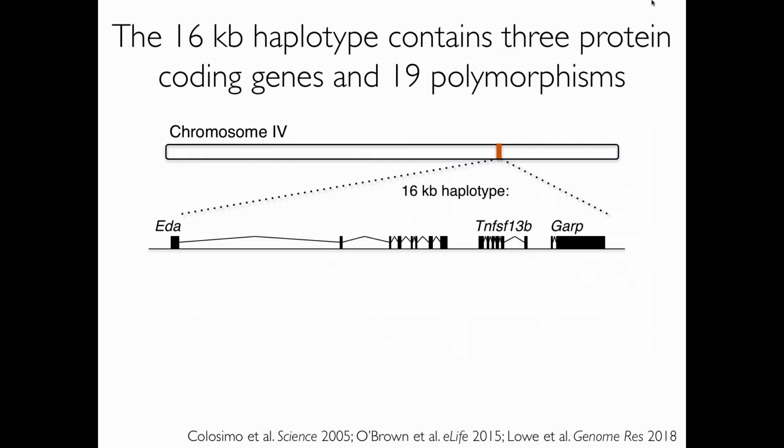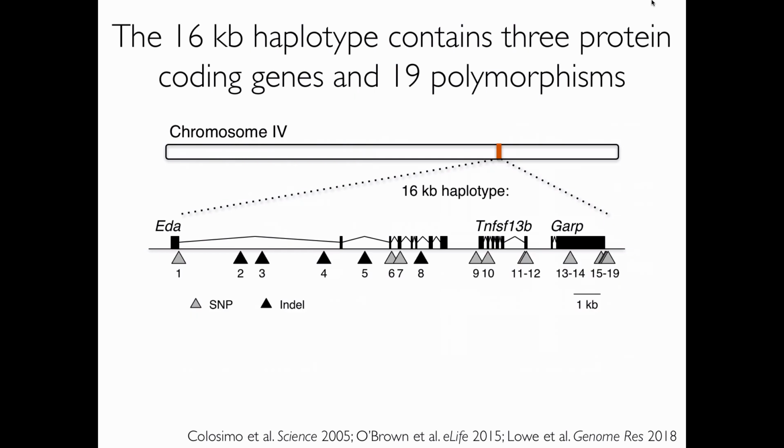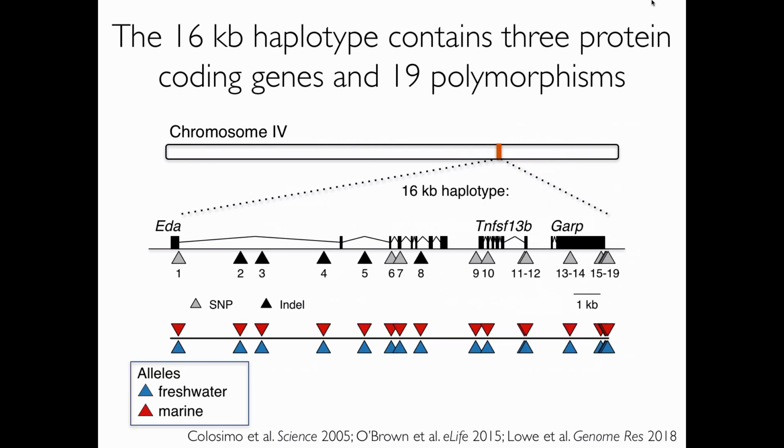So it's 16 kilobases, and it contains 3 protein coding genes: a gene called ectodysplasin, or EDA, and then these 2 other genes, TNFSF13B and GARP. Those 2 genes on the right, we don't know a lot about them. In humans, they're suggested to be important for immune cell development. We do know a lot about EDA, and I'm going to really be focusing on that. It's a secreted signaling molecule that's involved in the development of ectodermally derived tissues across vertebrates. Across this 16 kilobases, there are also 19 fixed polymorphisms between marine and freshwater sticklebacks. So there's both SNPs and indels.